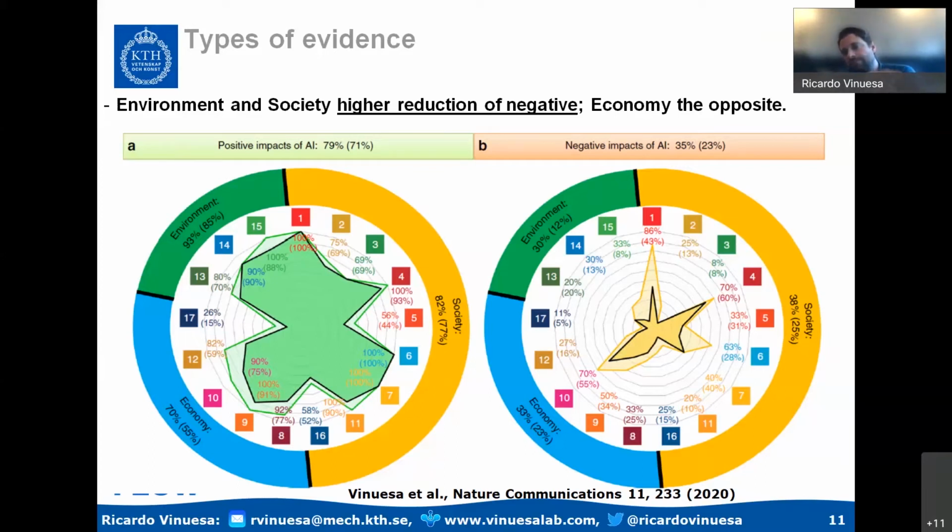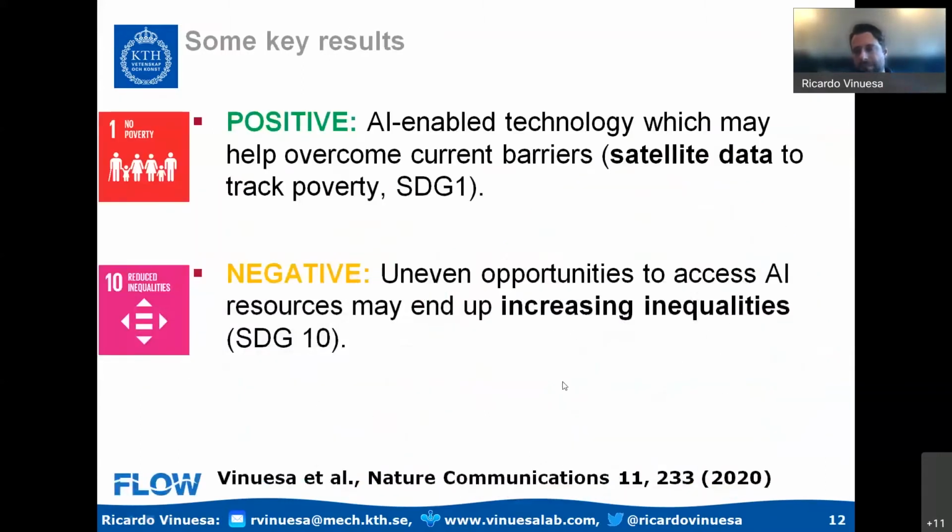However, when we look at the SDGs related to the economy, what we see is that the reduction from light color to dark color in the case of positive effects is larger than the reduction that you see in the case of negative. This suggests the opposite as before. The positive effects of AI on the economy are not so well documented and perhaps are something that one should study more, because this is a clear research gap in the literature that we identify in our study.